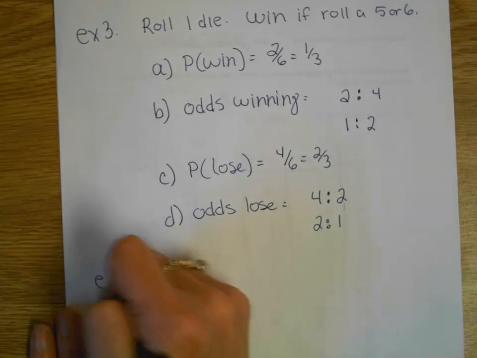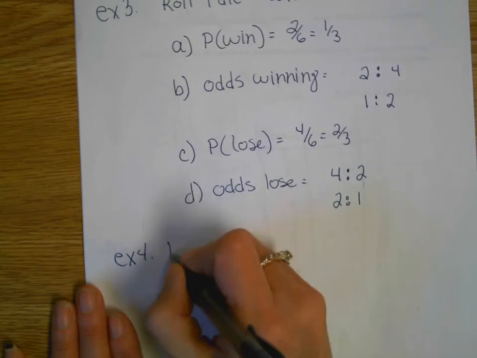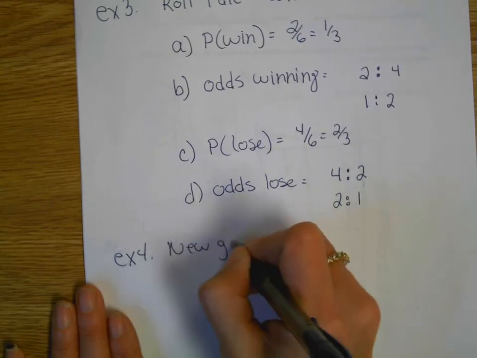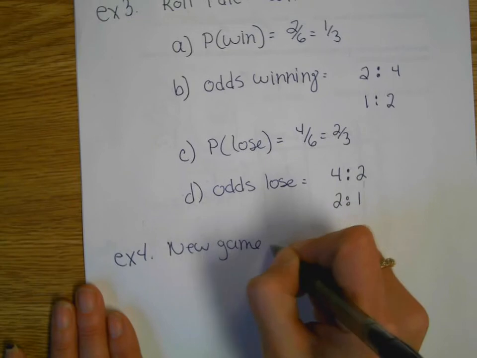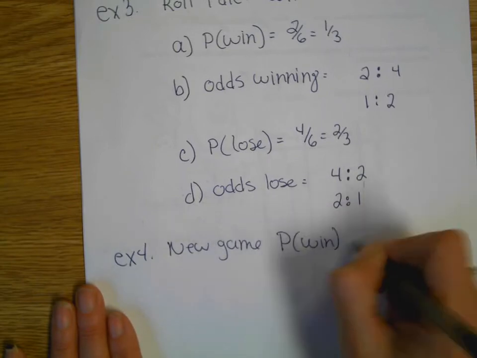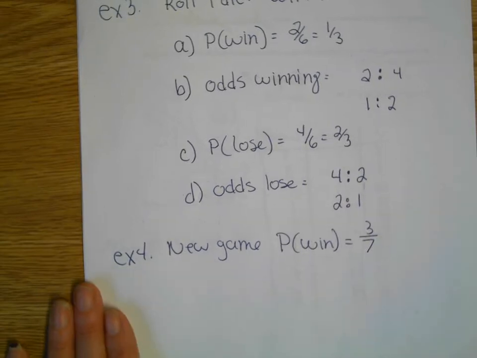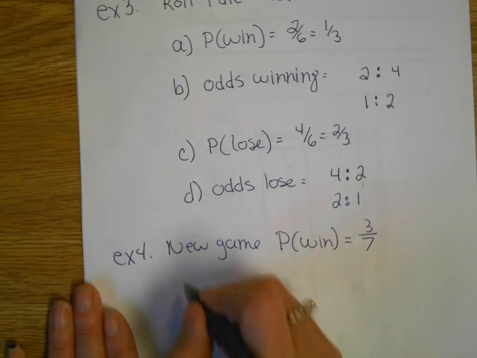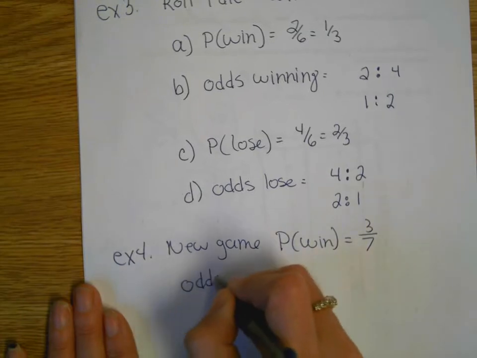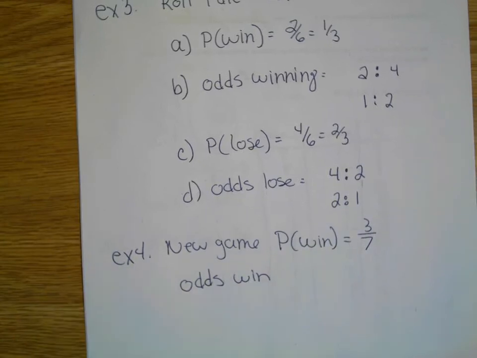Okay, let's see how good you truly understand odds here. So we got a new game. And the probability of winning this game is set at 3/7. I'm only going to ask what are the odds of winning this game. How do you turn that probability into odds?